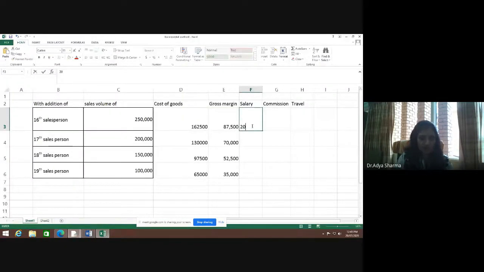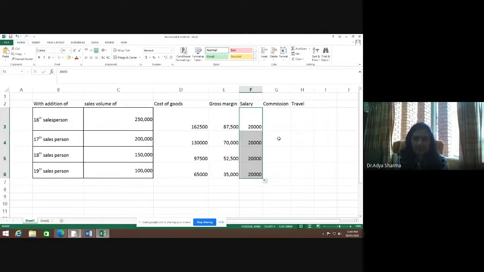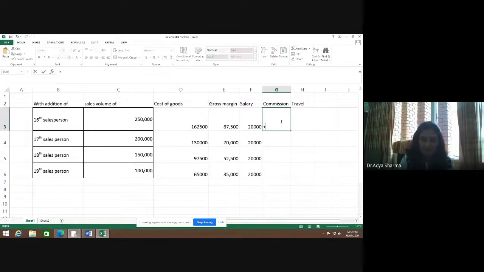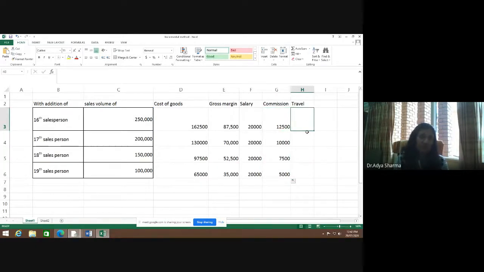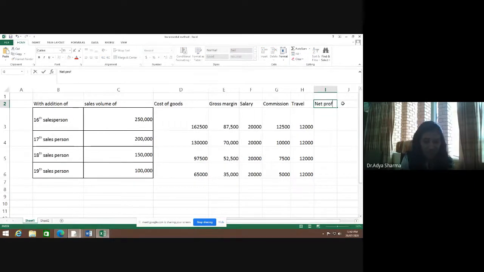So 20,000, and it's the same for everyone. Commission was 5%, so 5% of the sales volume. And travel was 1,000 per month, so that is 12,000. Now let us see. Out of the gross margin, we have to subtract this, and let us see what net profit. So the moment I put this, I take this.